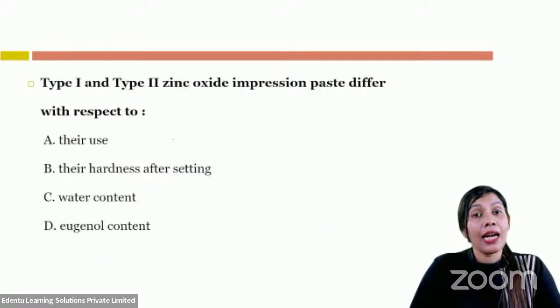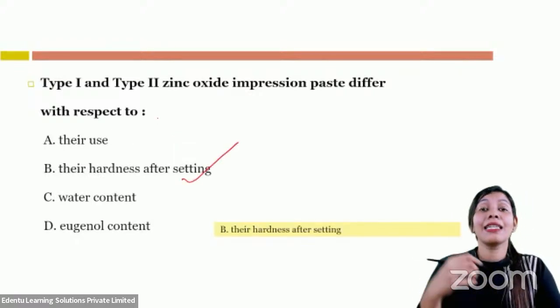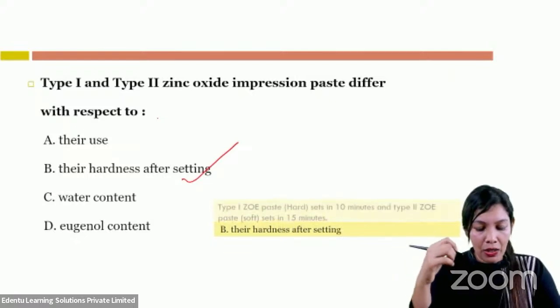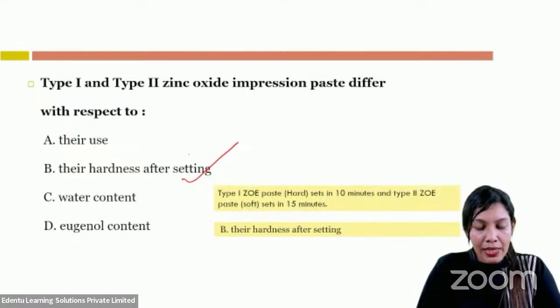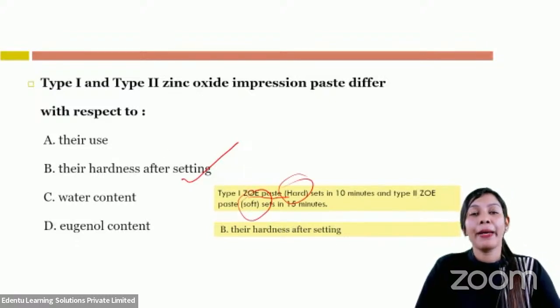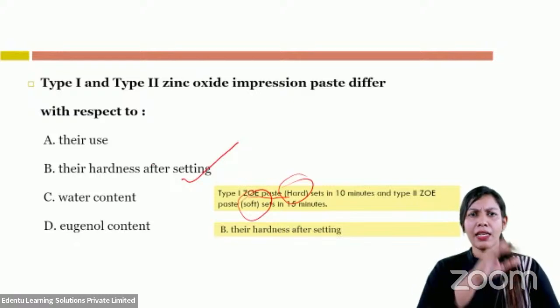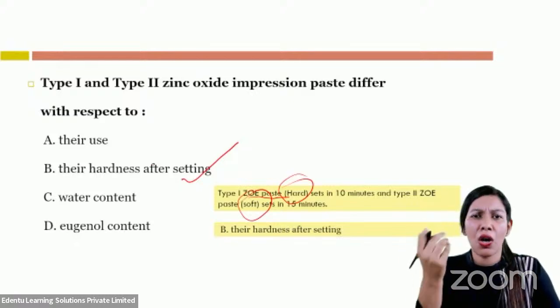Next, as I said, there are two types of zinc oxide impression paste, type 1 and type 2. How do we classify these two? This is based on the hardness they attain after setting, because type 1 zinc oxide paste is called hard paste. Type 2 is called soft paste. The first one is hard because it sets within 10 minutes. The second one is called soft because it sets in 15 minutes. So these are the important things that you need to memorize in zinc oxide eugenol, right?